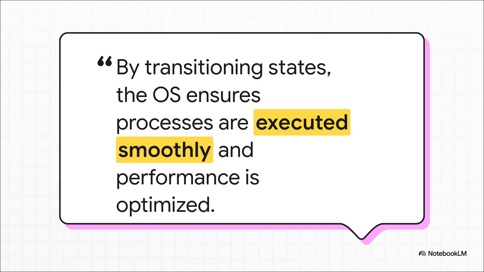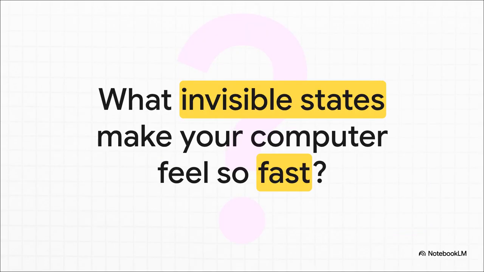It makes sure the CPU is always busy, that no single app can hog all the resources, and that your experience feels totally seamless. So, the next time you're effortlessly jumping between a game, a video, and your browser, just take a half second to appreciate the lightning-fast dance happening under the hood. That constant flicker between ready, running, and waiting, all orchestrated perfectly to create that feeling of instant, seamless magic. Makes you wonder, what other invisible systems are making our digital lives possible? That's a thought to take with you.